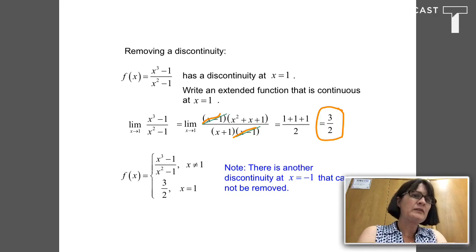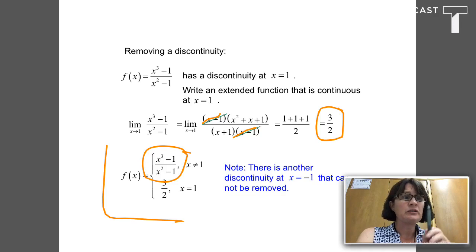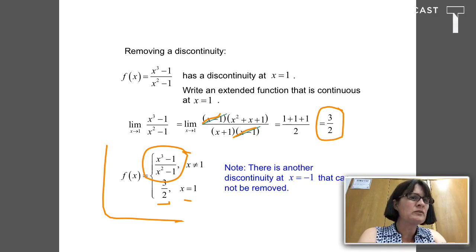So watch what happens. Here's my final answer. I'm going to have a new function that, as long as x is not equal to 1, is exactly the same as the function I started with. Then the one place where there was a hole in the function, where x equals 1, I'm just going to put one teeny tiny little extra piece in my piecewise function to fill in that hole. This is our final answer.